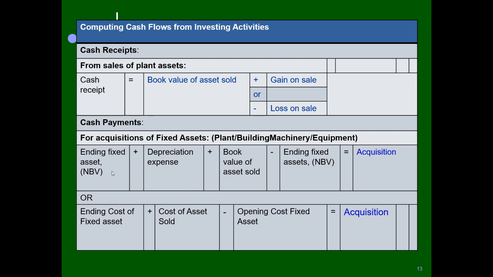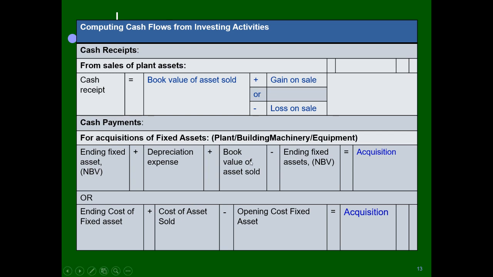So when a new asset is acquired, usually some old asset will be sold out. So you have to find whether there is any information on the book value of asset sold. This will show in the transaction through the acquisition and the depreciation of that asset.